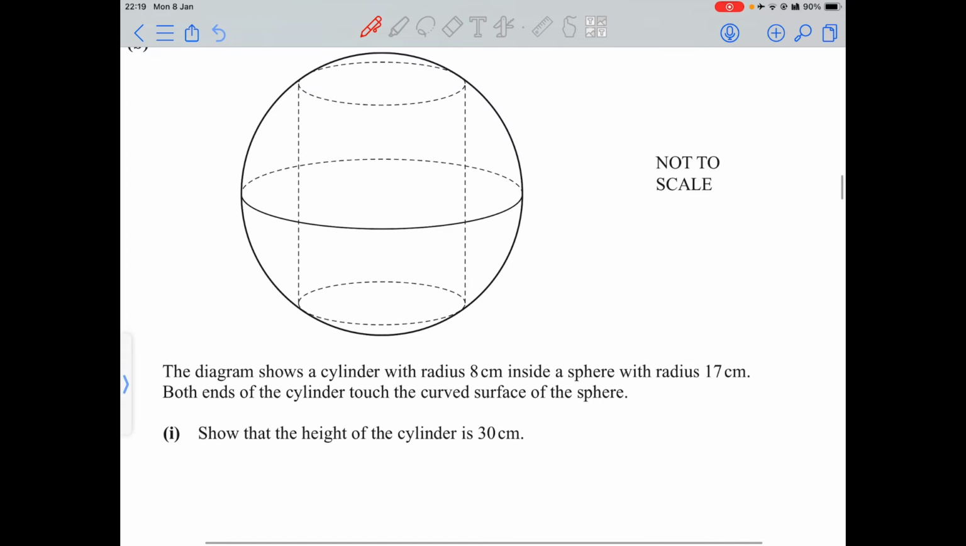Now the diagram shows a cylinder with a radius of 8 centimeters inside a sphere with a radius of 17 centimeters. So there's a cylinder inside which has a radius of 8 centimeters, and the sphere's radius is 17 centimeters. Both ends of the cylinder touch the curve, so they're touching here, here, and then here and here. Show that the height of the cylinder is 30 cm.